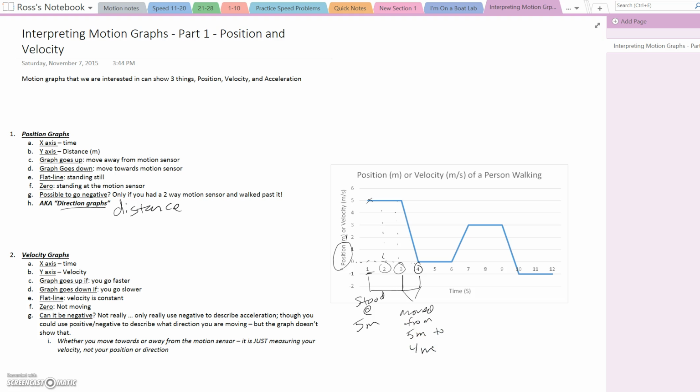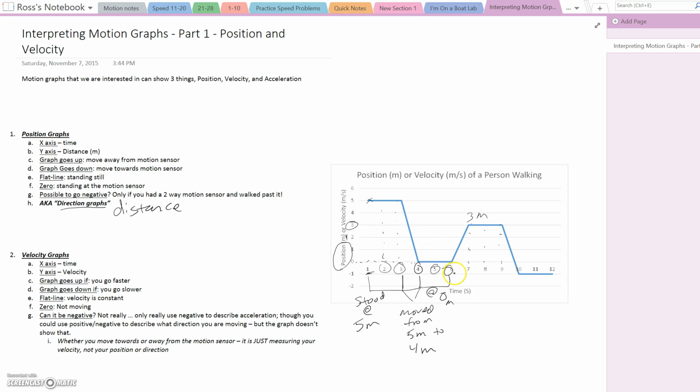So really, all we need to do is look at the time on the x-axis here and then see what it's telling us on the y-axis. So 4, 5, and 6 are all the same. You're standing at 0 meters. Now we see some movement again. 7, 8, and 9, the whole time we are over here at 3 meters.